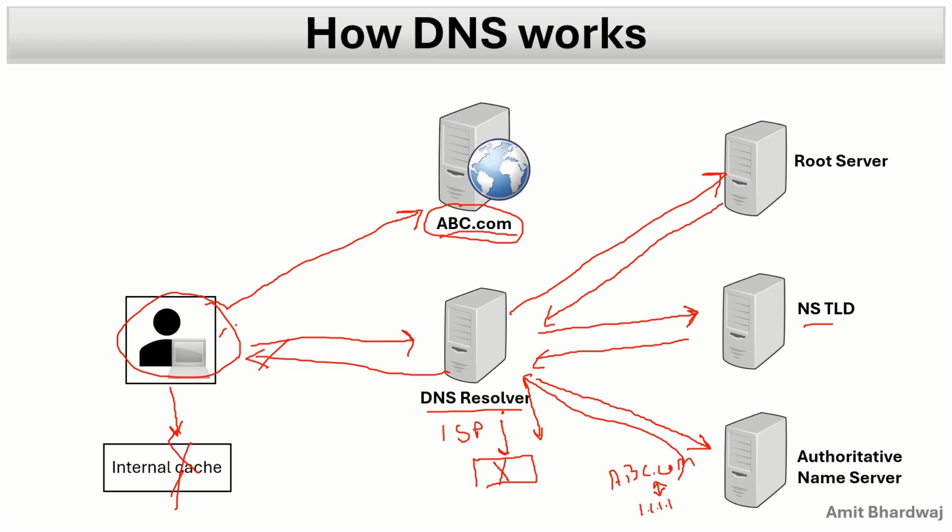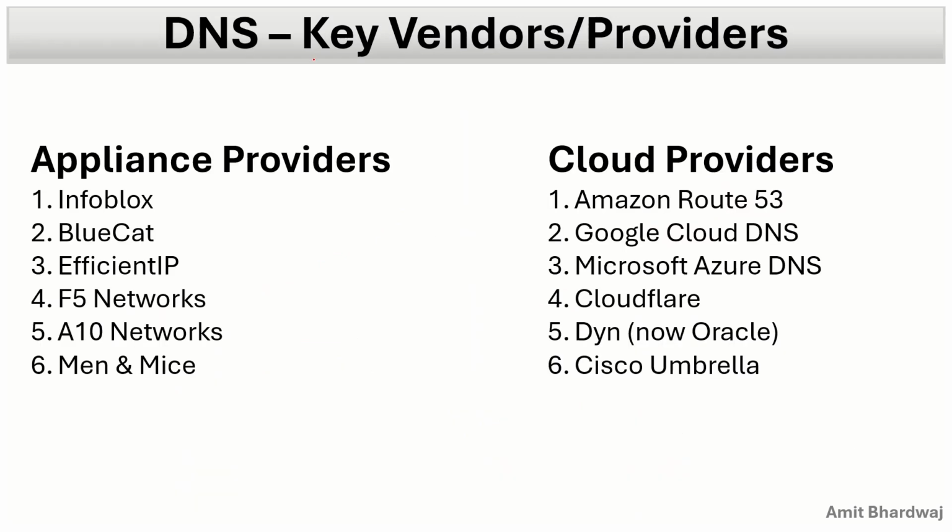And this is how overall communication with the help of DNS happens, where the user does not need to remember the IP address all the time. And through the domain name or the URL, it is able to access. And that service of remembering the IP is given to DNS. There are different types of vendors who are providing the DNS service, whether it is on-premise appliance based or cloud based, depending upon the requirement type.